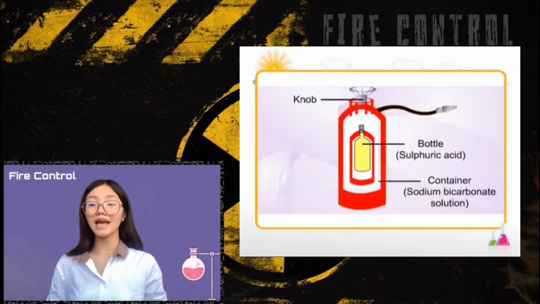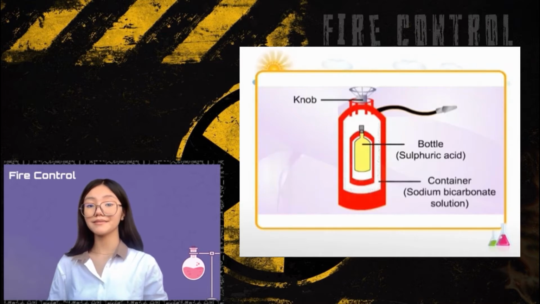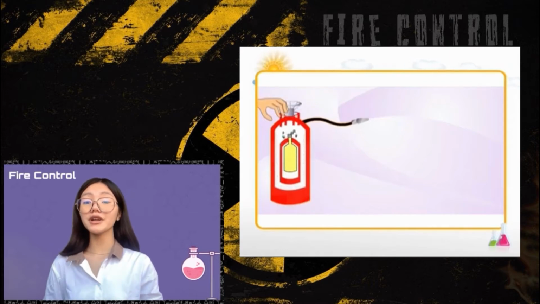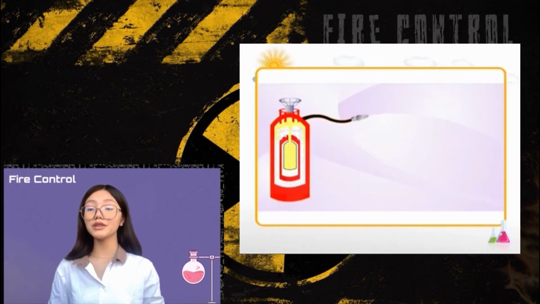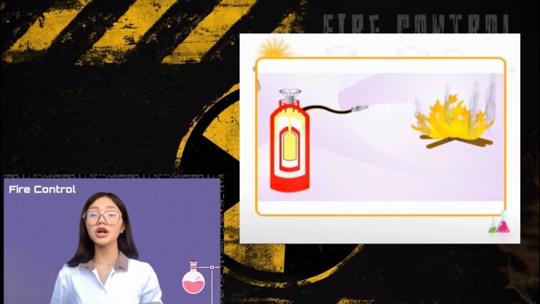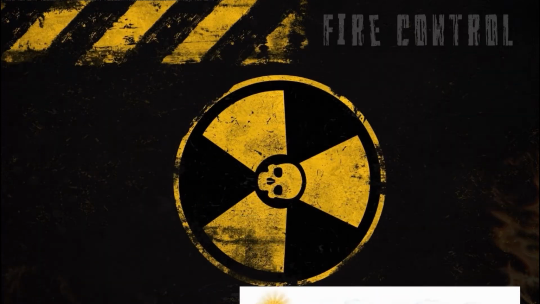The soda acid type fire extinguisher is made up of 3 parts: container, bottle, and knob. The container has a sodium bicarbonate solution and the bottle contains sulfuric acid. When the knob drops, the bottle breaks and the sulfuric acid reacts with the sodium bicarbonate to liberate the carbon dioxide gas. The carbon dioxide released forms a blanket around the fire and cuts off the oxygen supply.